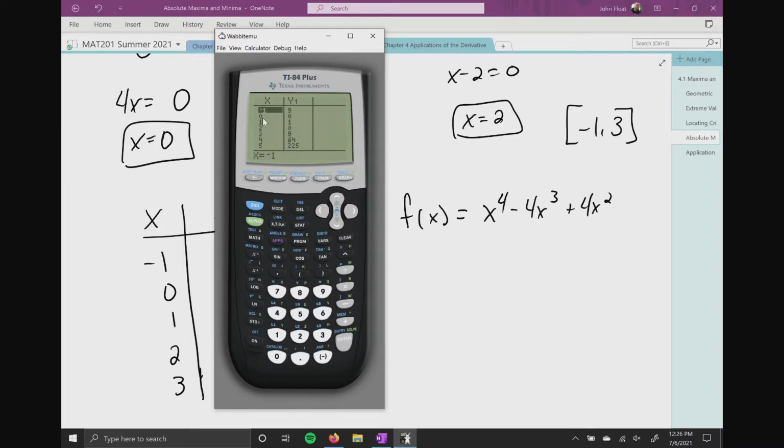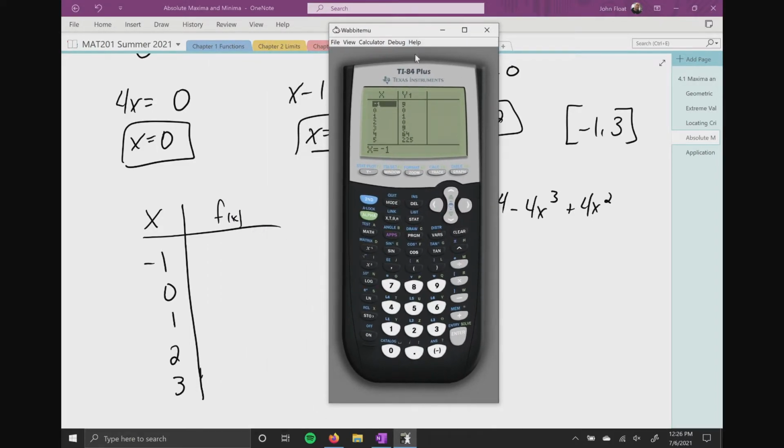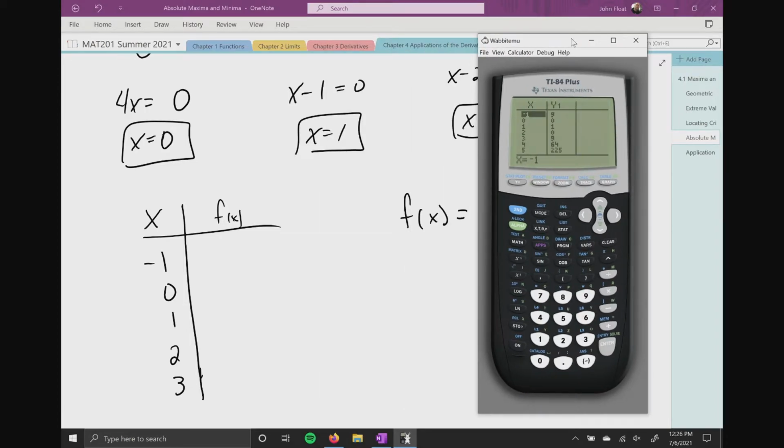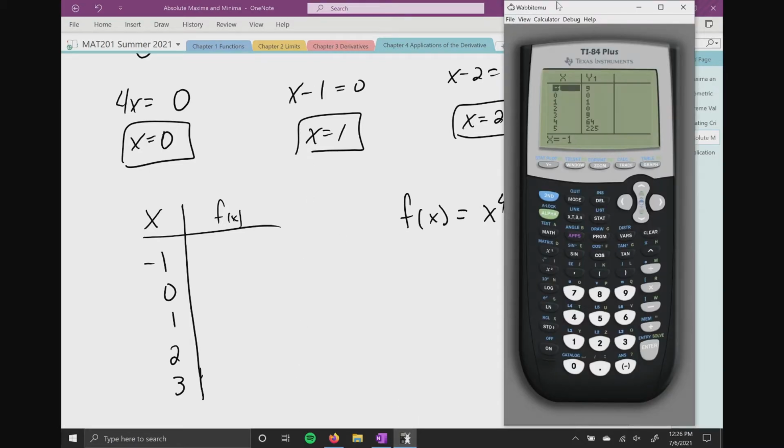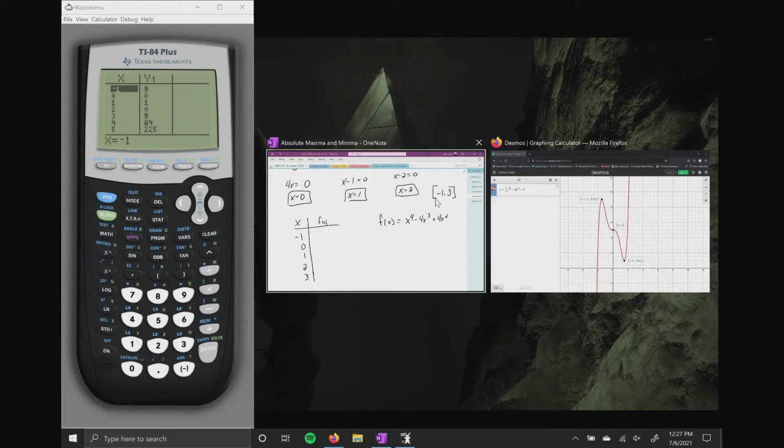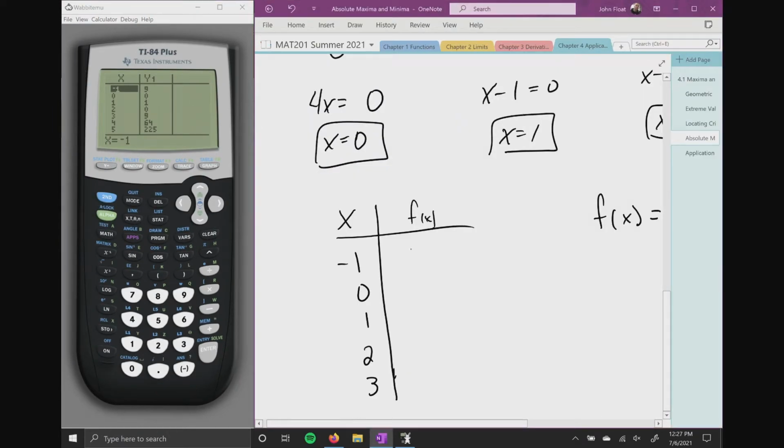As you can see here, it gives me all the values that I need. When x is -1, y is 9. When x is 0, y is 0. When x is 1, y is 1. When x is 2, y is 0. And when x is 3, y is 9. I'm going to write those in so I can still see them. So -1, 9; 0, 0; 1, 1; 2, 0; and 3, 9.